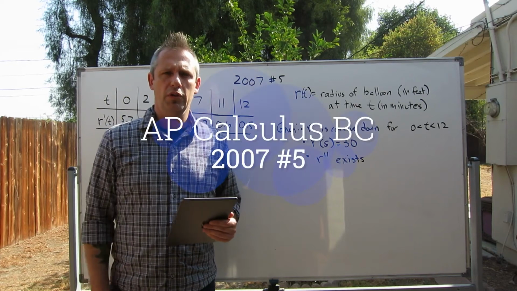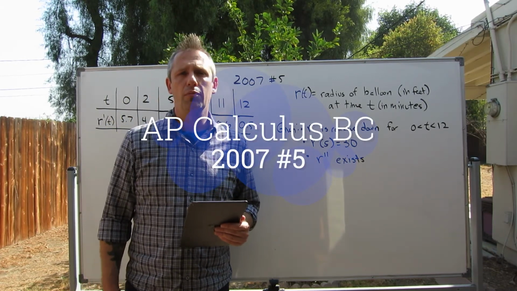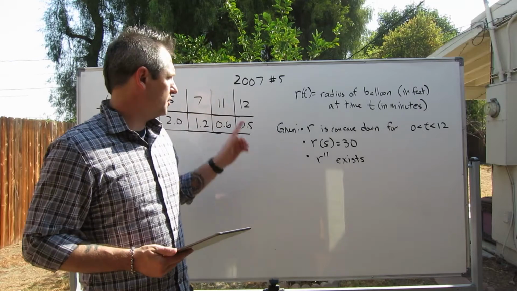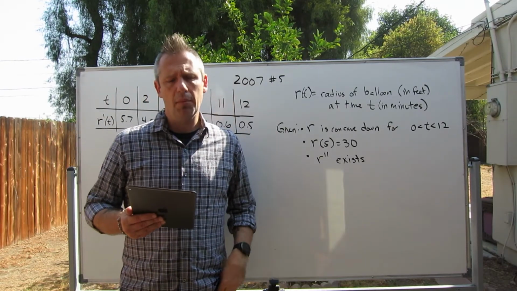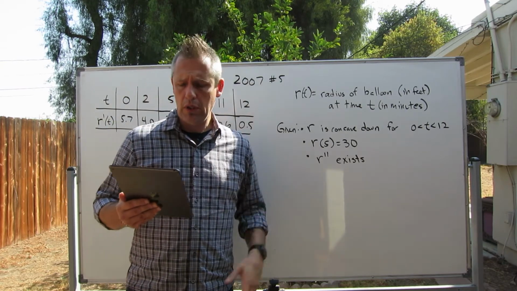Hey there, welcome to another edition of Mr. Weis Solves an Old AP Problem. Today we're going really far back to 2007, number 5, an interesting problem involving a spherical balloon.